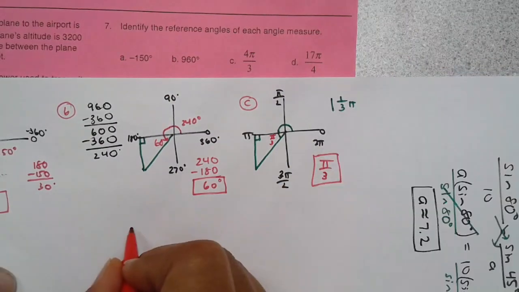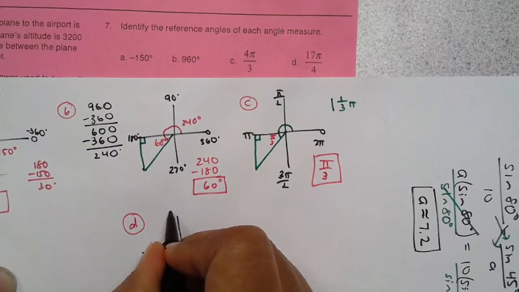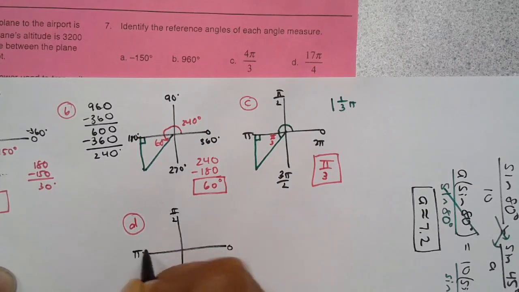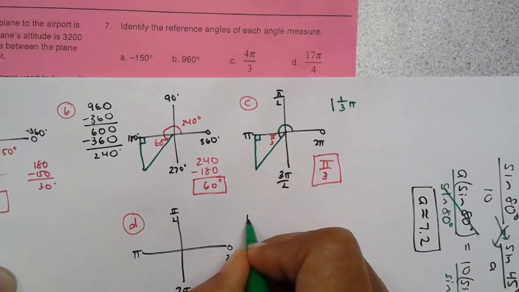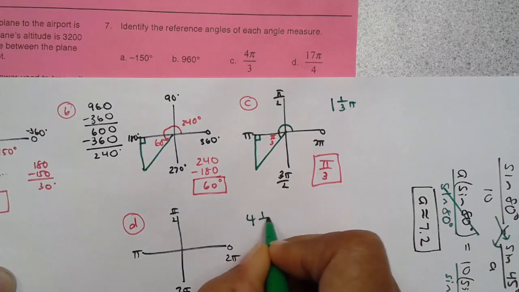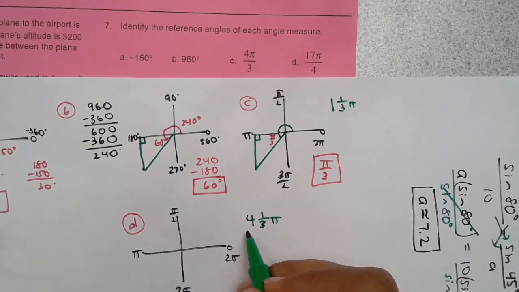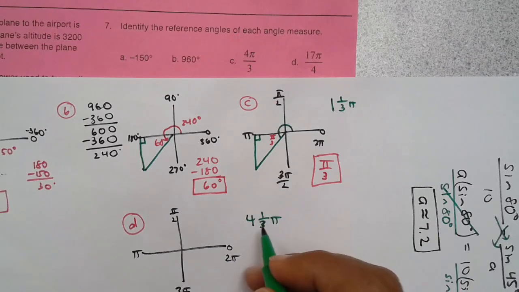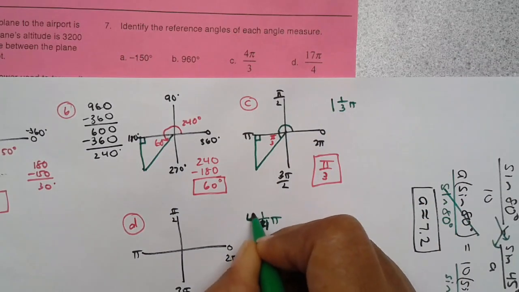And then the last one, I'll do D down here. So we have, again, radian measures. So I'm going to go around, and it's also positive. So pi over 2, pi, 3 pi over 2, and 2 pi. Let's go ahead and change this into a mixed number. 4 goes into 17 4 times with 1 left over. So this is the same thing as saying 4 and 1/4. Oh, not 1/3, I'm sorry, looking at the wrong problem. So it's 4 and 1/4.